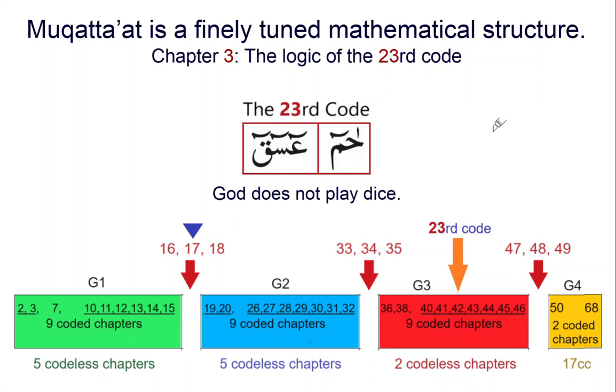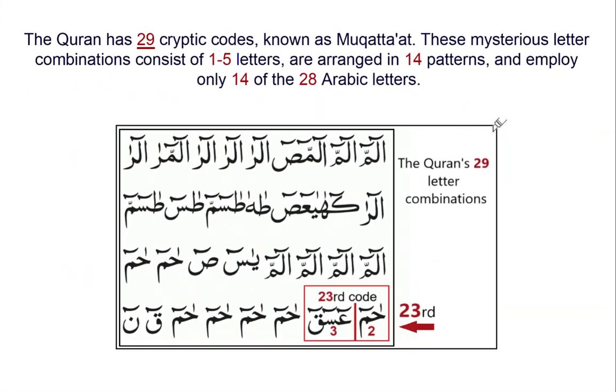In this chapter, we reflect on the logic of the 23rd code of the Quran. The Quran has 29 cryptic codes. They are known as Muqatta'at. These mysterious letter combinations consist of 1 to 5 letters, are arranged in 14 patterns, and employ only 14 of the 28 Arabic letters.